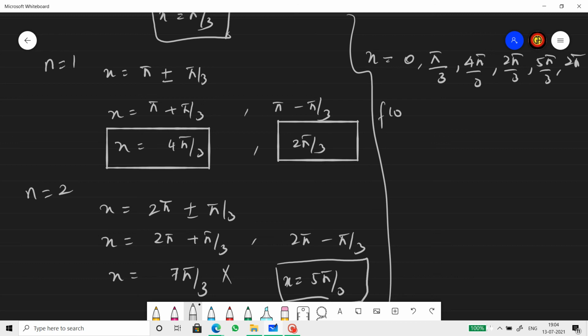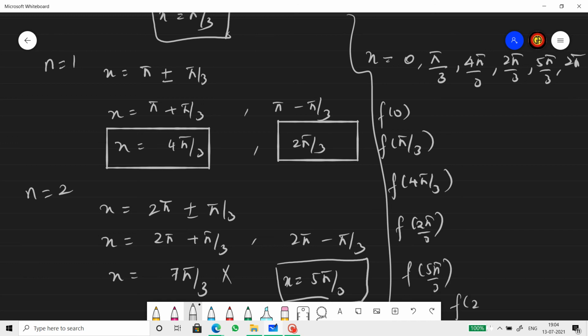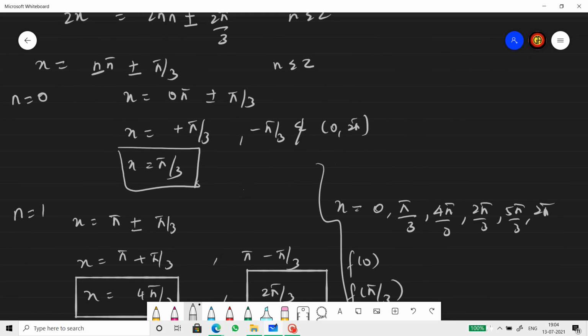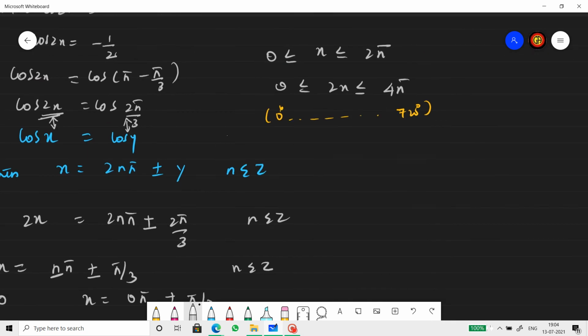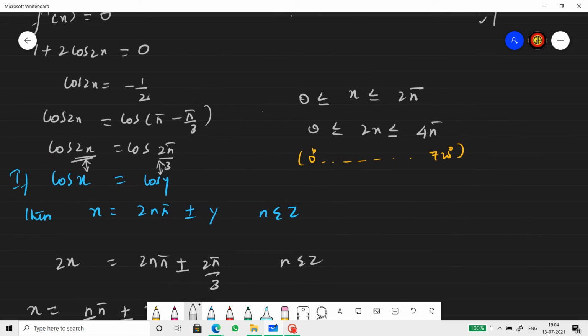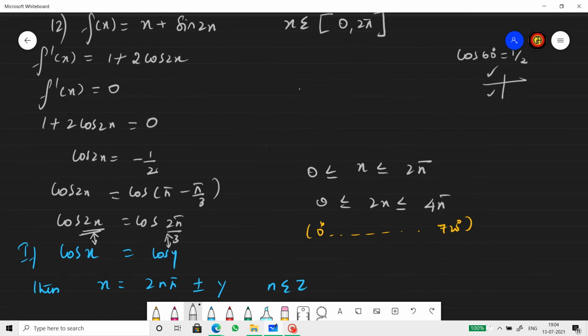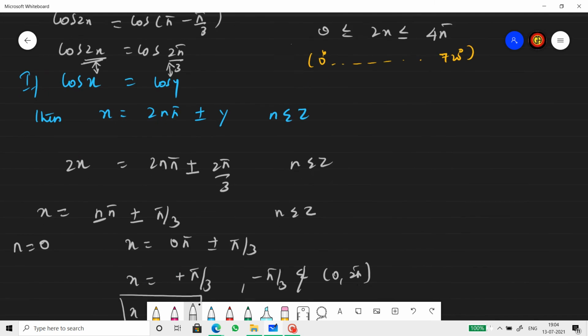Now, find f of 0, f of pi by 3, f of 4 pi by 3, f of 2 pi by 3, f of 5 pi by 3, and last f of 2 pi. What is the question? x plus sine 2x, I guess. So start applying the values one by one. Yeah, the question is x plus sine 2x here.